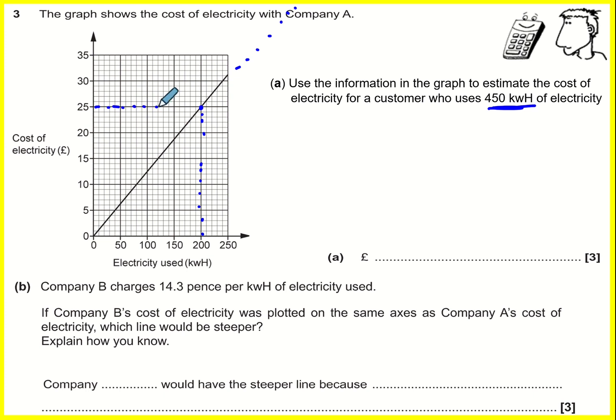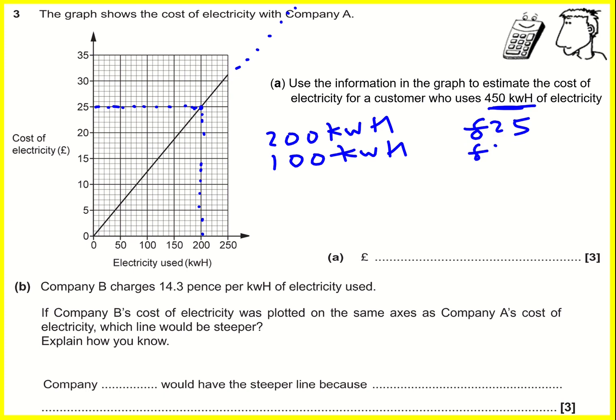So we can do it from this. 200 kilowatt hours is £25. Let's work out what 100 would be. That would be £12.50, which we could potentially have read off the graph. So 50, I'd have to halve it again. It's going to be £6.25.